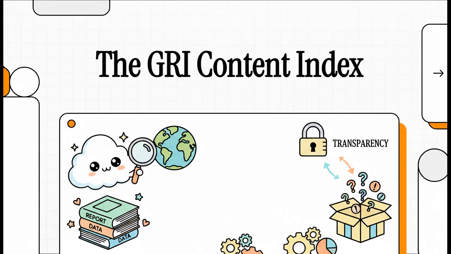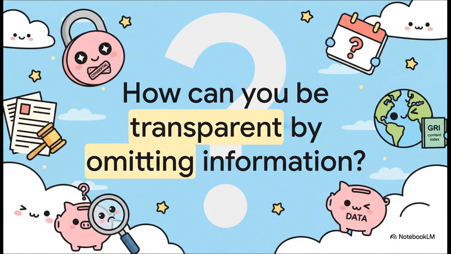Let's dig into that. How can you be transparent by omitting information? It just sounds wrong, doesn't it? But this is the paradox. At the heart of so much reporting, you've got this huge demand for total disclosure, but then, boom, you hit reality. We're talking legal restrictions, super confidential data, or maybe you just don't have the info yet. So what do you do?